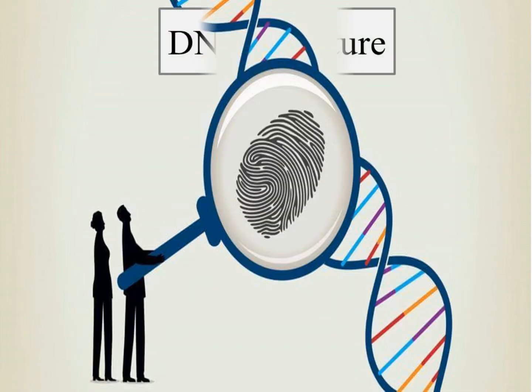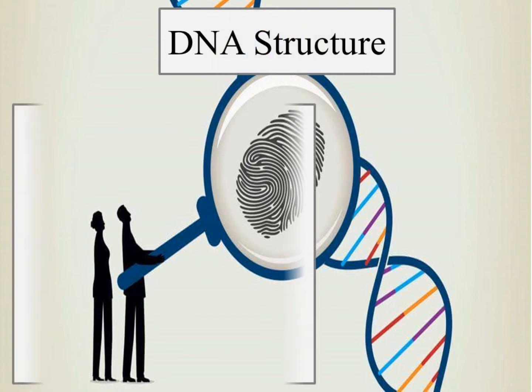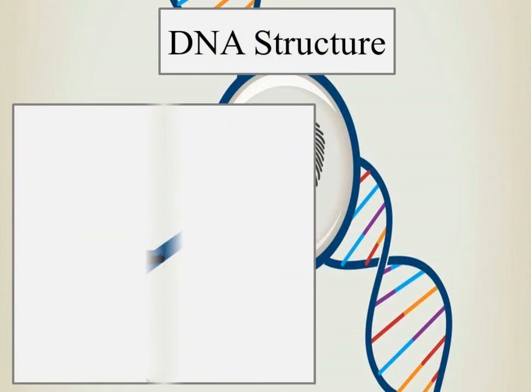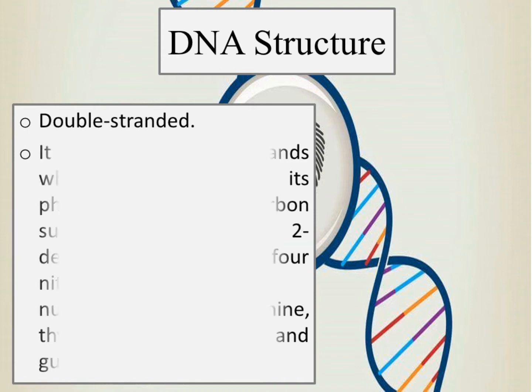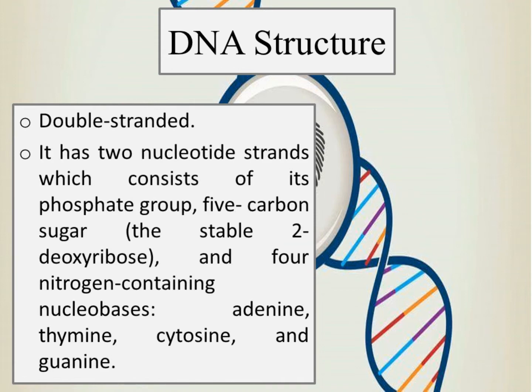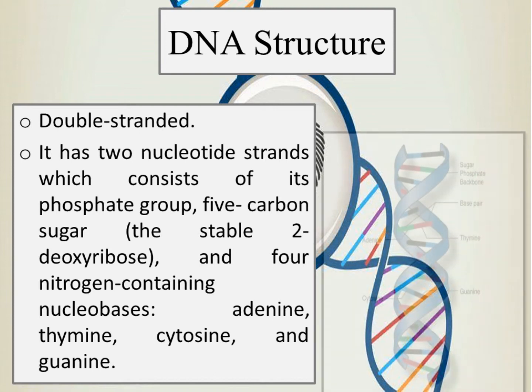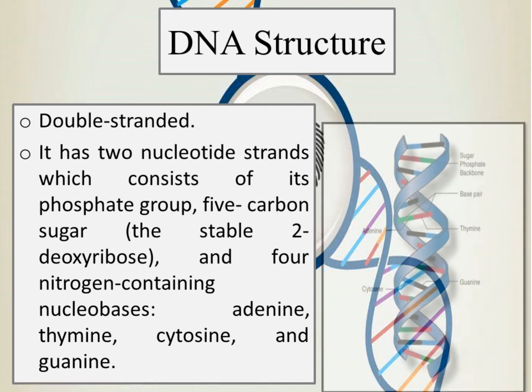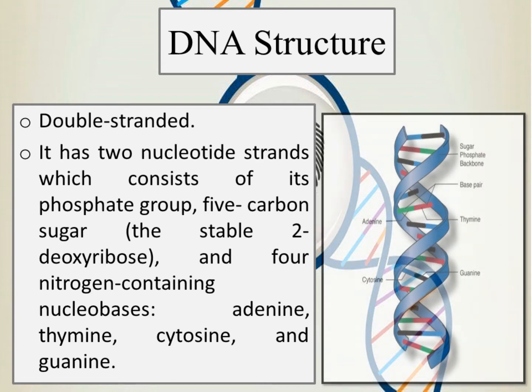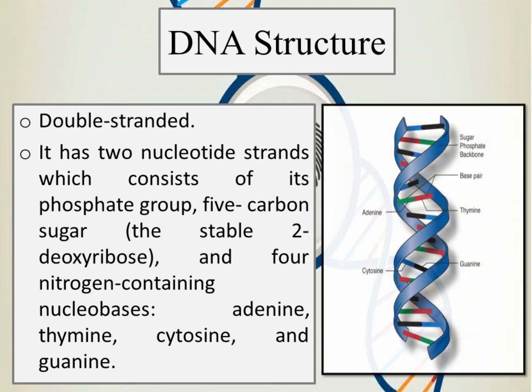DNA structure. Double-stranded. It has two nucleotide strands which consist of a phosphate group, 5-carbon sugar, the stable 2-deoxyribose, and 4 nitrogen-containing nucleobases: adenine, thymine, cytosine, and guanine.